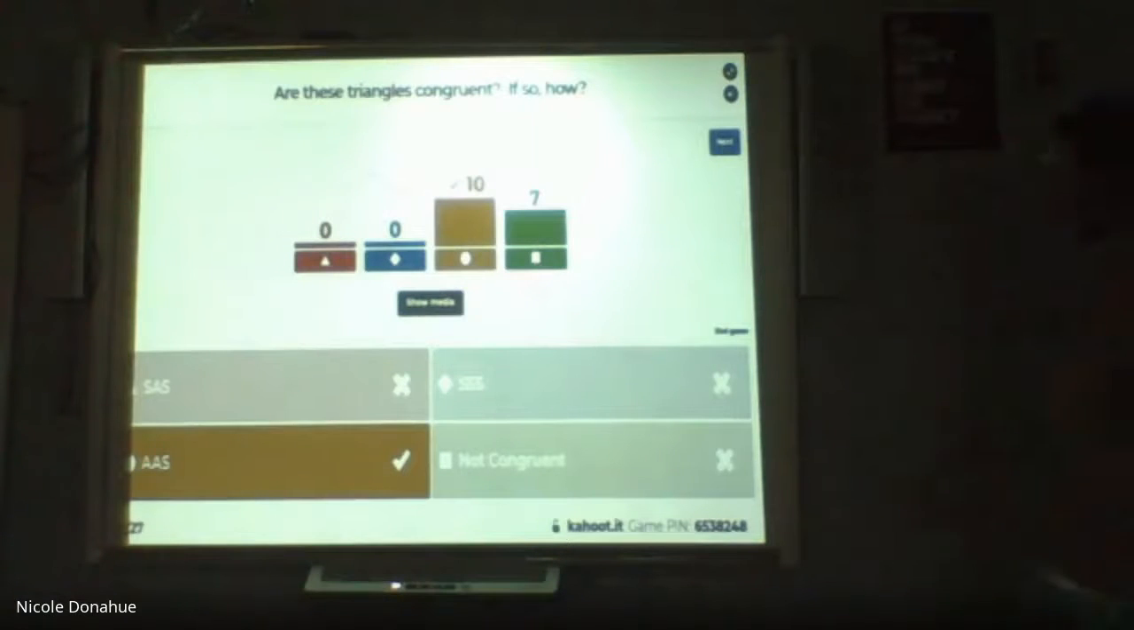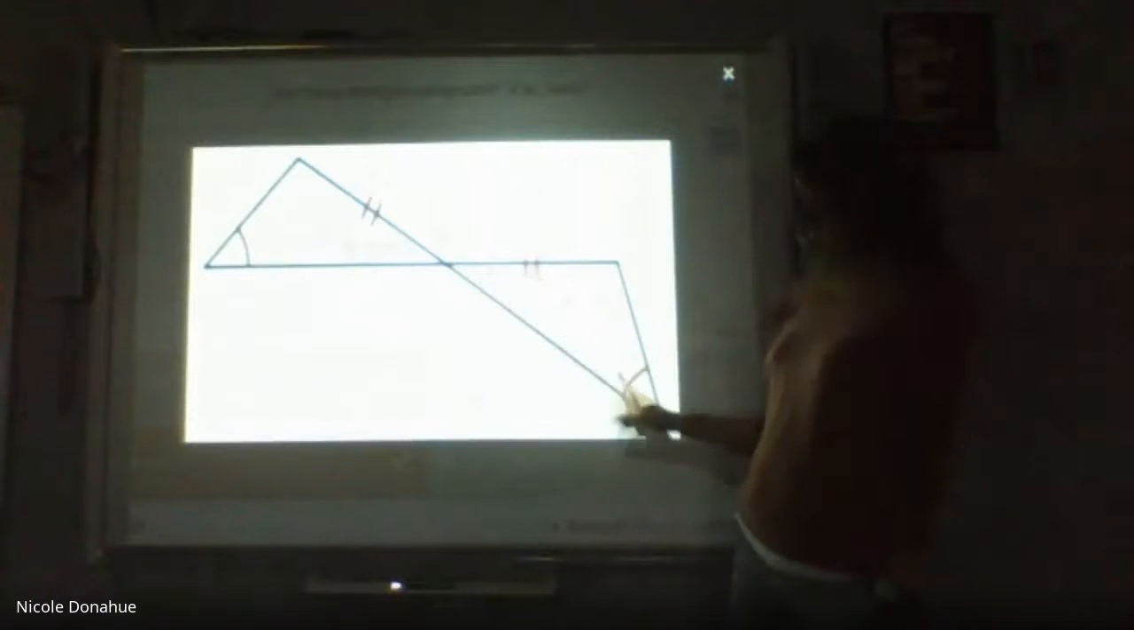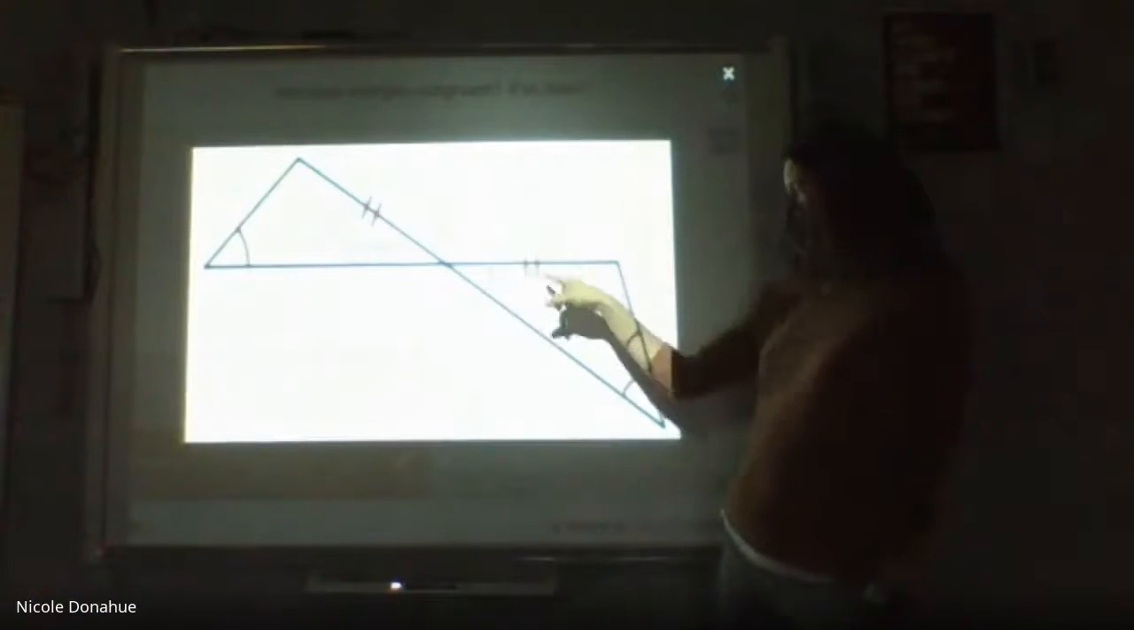All right, so this one, you guys, we have vertical angles. So it's angle side. It's okay to have angle side. It's not the included side.